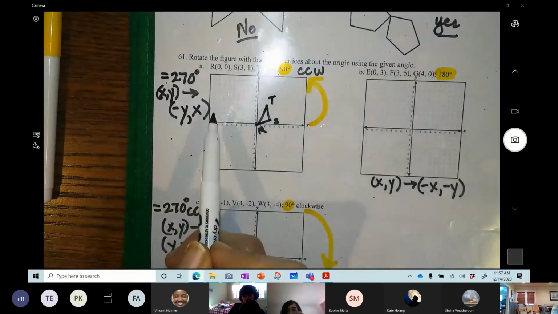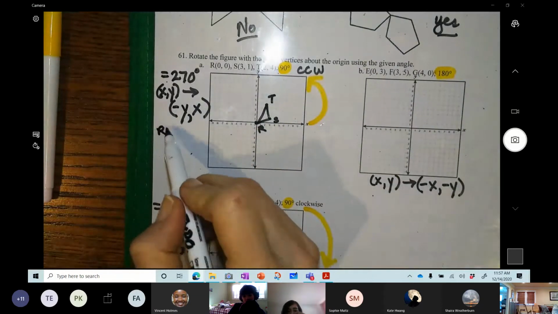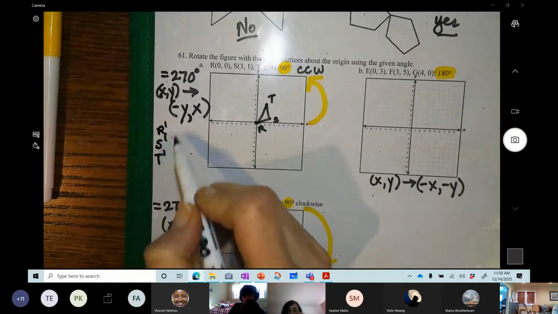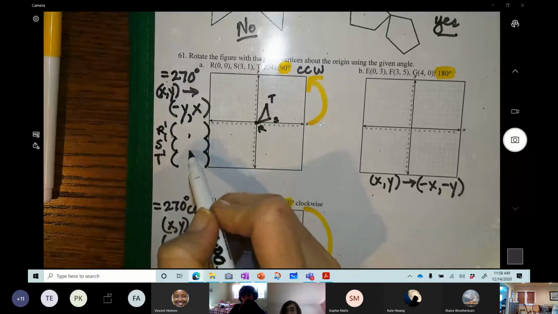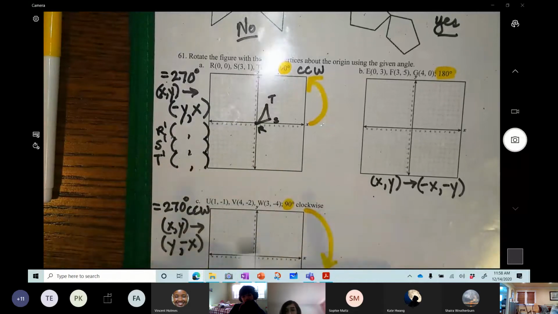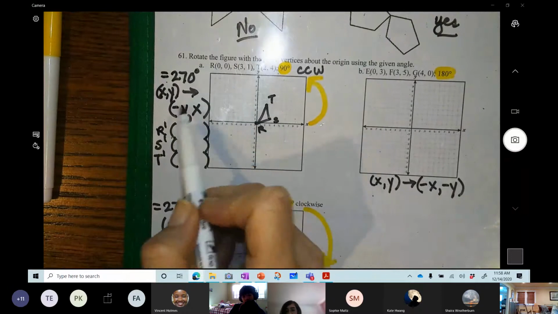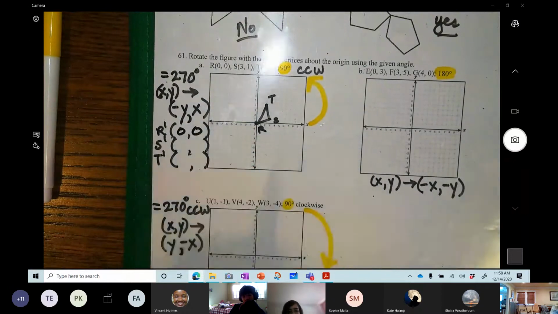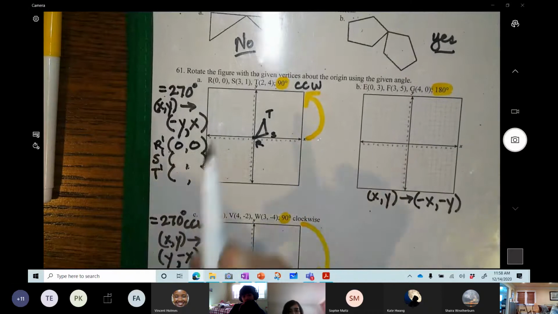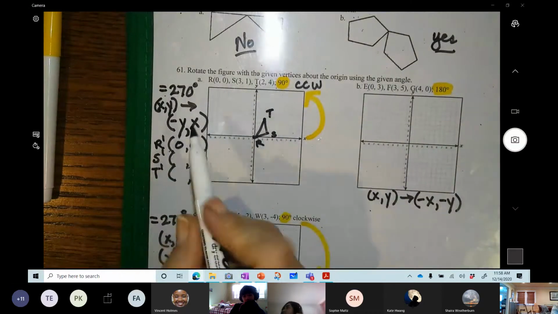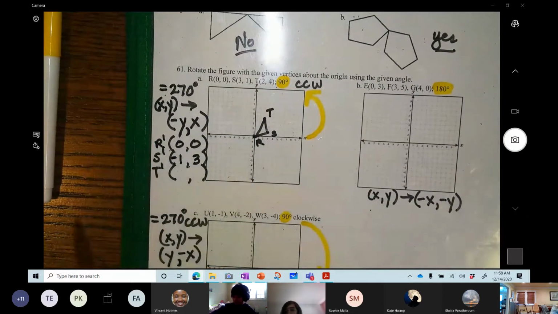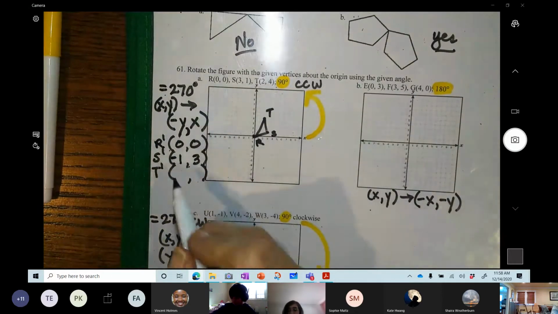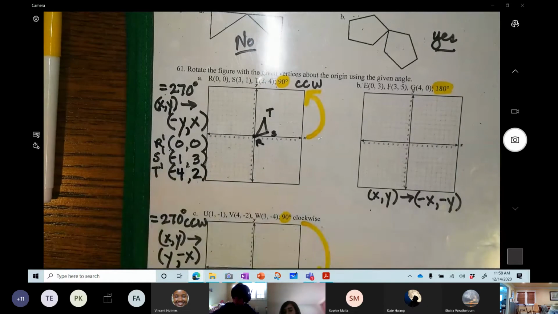And we're going to rotate it so it's in this quadrant. First, let's write the coordinates out. Okay, so I'm going to take R, which is 0, 0, and I'm going to swap them and make them negative. So R prime is also 0, 0. I'm going to take 3, 1, I'm going to swap them, so the 1 goes here and the 3 goes here, but the first one's negative because now I'm in the second quadrant. 2, 4, I swap them, make this one negative. So now I should be able to graph the new one.